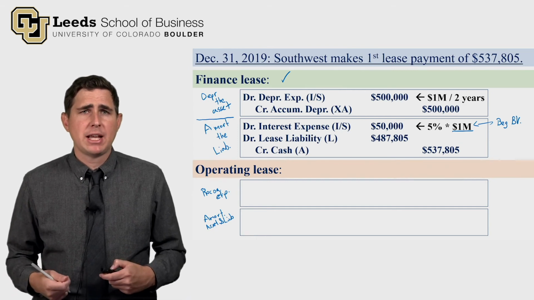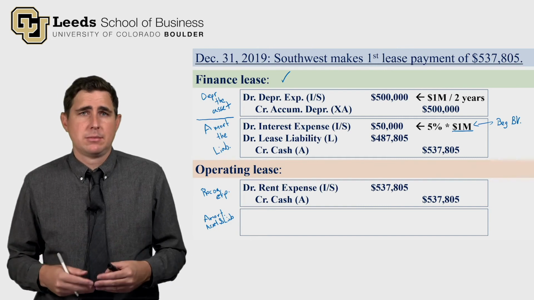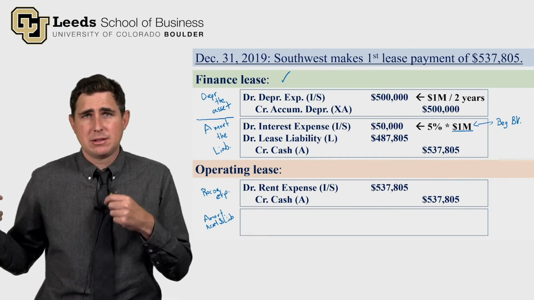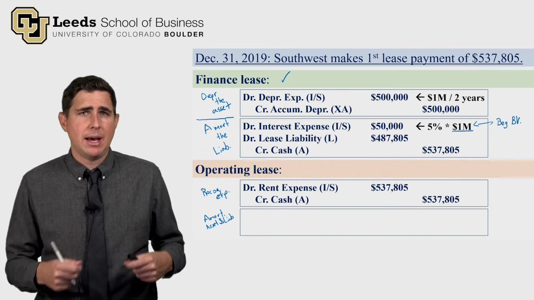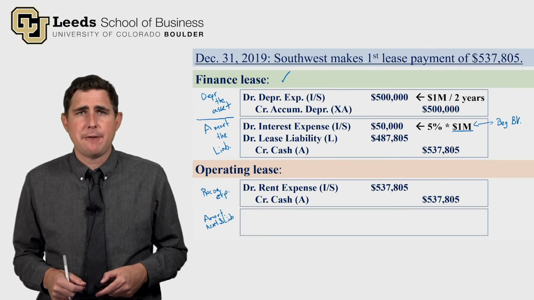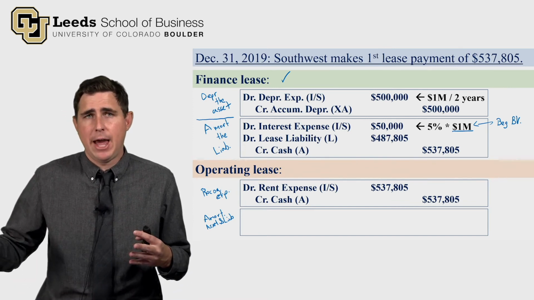So how much straight line expense are we going to recognize? We're going to recognize the amount of the payment. So we pay this lease payment in cash, $537,805, that's a credit to cash, and we debit rent expense, $537,805. We're going to make the same amount as a payment next year, so the expense is going to be flat.